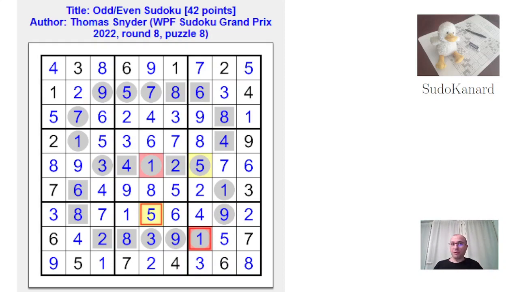It was in round 4 of WPF Sudoku Grand Prix of 2022. It was on a classic Sudoku.